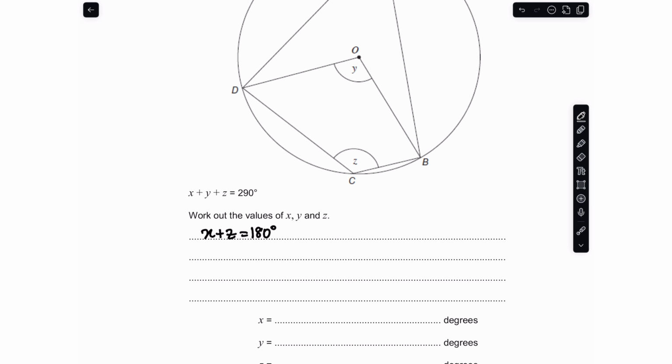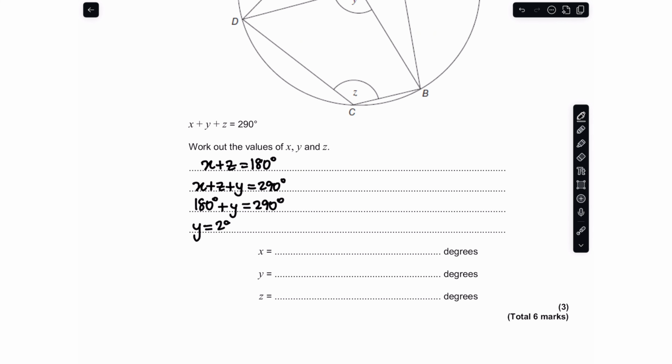If we use the equation that was given to us in this question, X plus Y plus Z equals 290 degrees, we can substitute this equation into the equation above. But what I will do is rewrite the equation above as X plus Z plus Y equals 290 degrees. So X plus Z is 180 degrees, plus Y equals 290 degrees. I can then rearrange to make Y the subject, and so Y is 290 degrees minus 180 degrees, and that gives us 110 degrees. So the value of Y is simply 110 degrees.